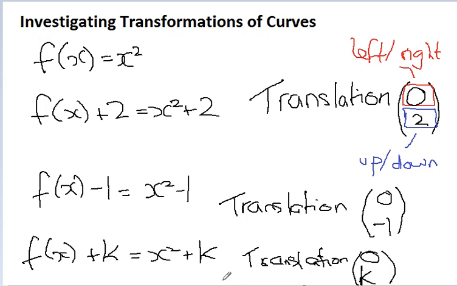So I hope that helps with translations. I'm going to put up a video shortly on more translations and more stretches.